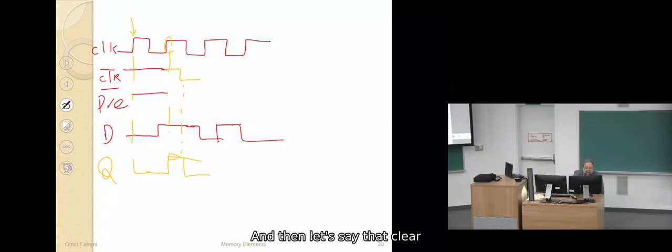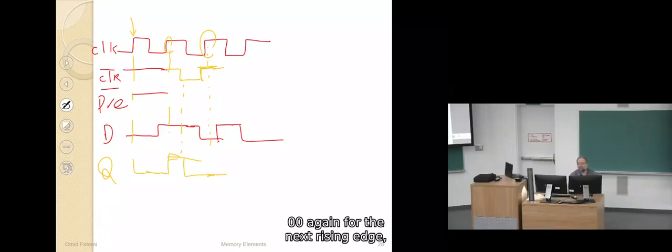Again, we go, and then let's say that clear became 1 before the next rising edge. As long as the clear is 0, the Q will be 0. It doesn't change. But let's say that it became 1 here, and in the next rising edge, the data is 0, so we have 0 again. It was 0, it becomes 0.